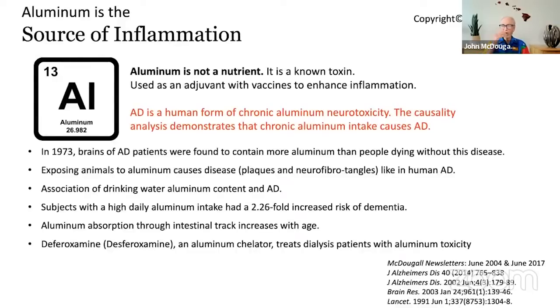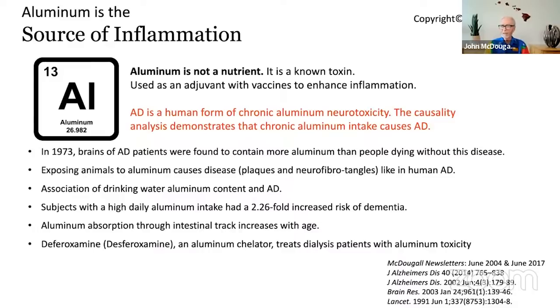All right, so let's talk about the aluminum, which you have to have. Come on now, you have to have it to have the senile plaque. You have to have the senile plaque to diagnose Alzheimer's. So let's talk about the aluminum. Aluminum is not a nutrient. In other words, you have no requirement for it, like you do for copper or iron. There's no requirement for aluminum.